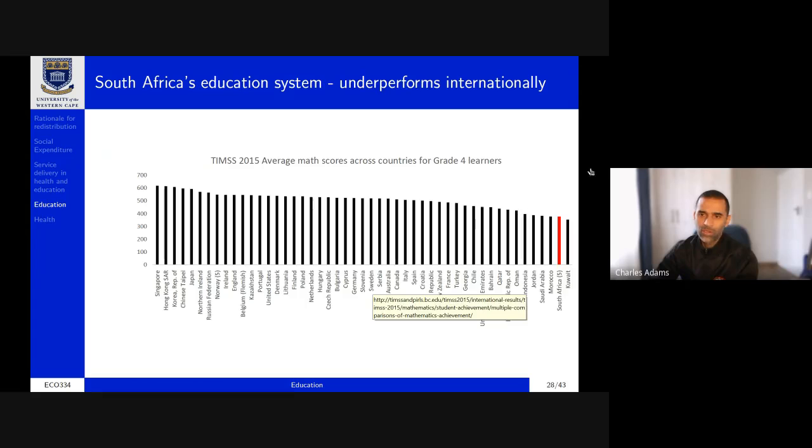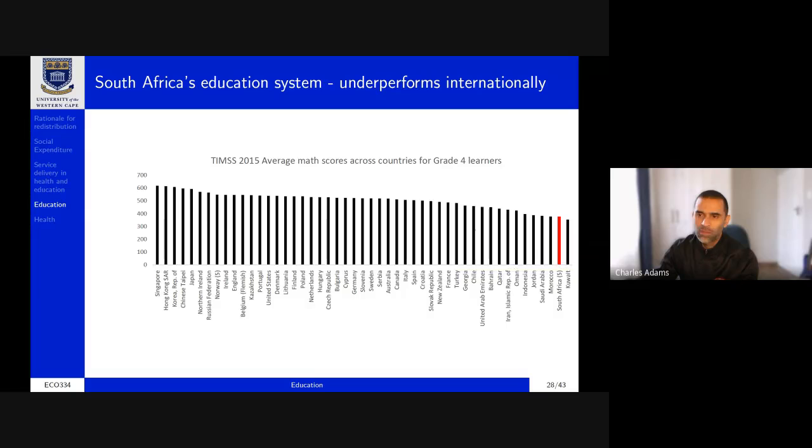All right, now let's consider the outcomes of all of this expenditure on education in South Africa. So this chart shows you the TIMSS scores. So this TIMSS is the Trends in Mathematics and Science Study. So these are international assessments that are undertaken. I think it's every 2 or 3 years. It could even be every 5 years. I'm not sure. But I don't think it's every year.